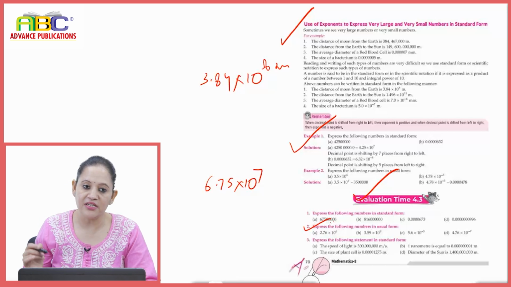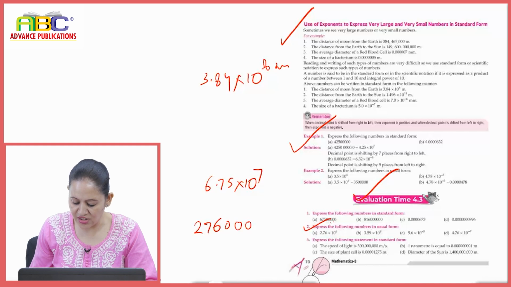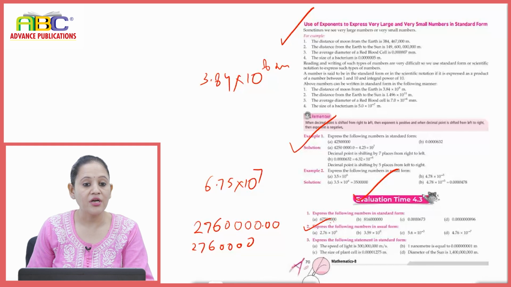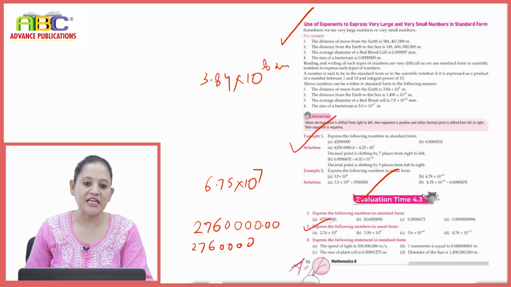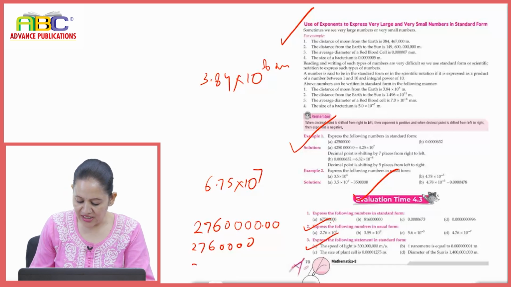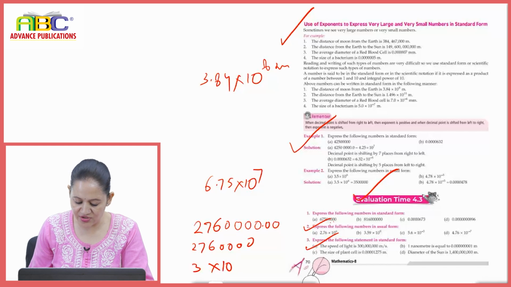2.76 into 10⁶. सो 276 एंड 6 zeros लगा देंगे, 1 2 3 4. So put 6 zeros and after 2 decimals, so it is written as 276 1 2 3 4. Clear? इस तरीके से लिखेंगे। नेक्स्ट, एक्सप्रेस द फॉलोइंग स्टेटमेंट इन स्टैंडर्ड फॉर्म। द स्पीड ऑफ लाइट को हम लिखेंगे 3 इंटू 10 to the power 1 2 3 4 5 6 7 8, zeros हैं तो 8 मीटर पर सेकेंड। क्लियर?